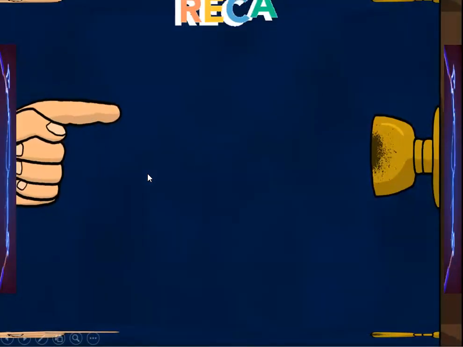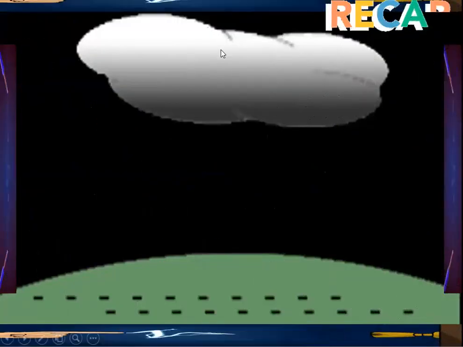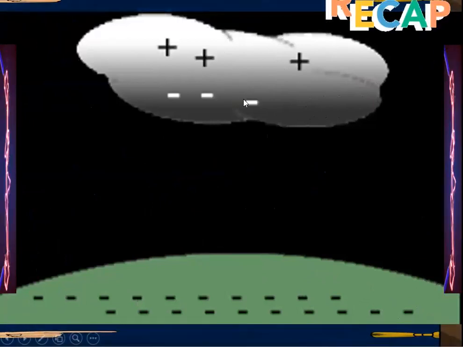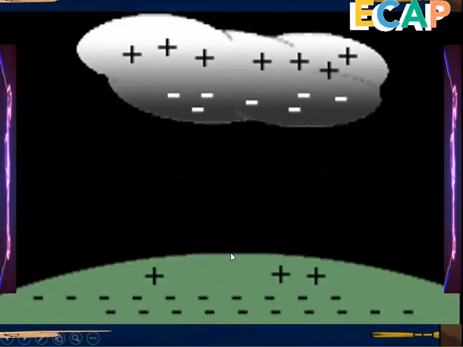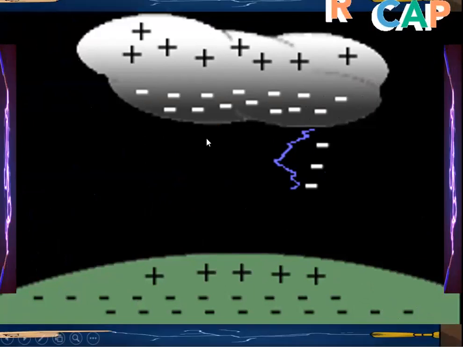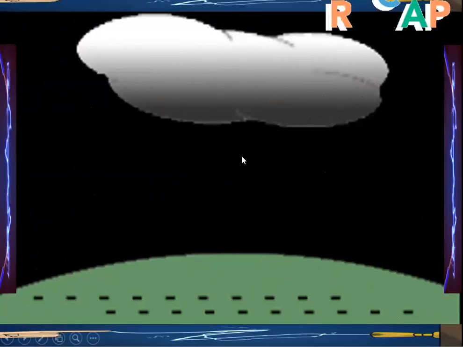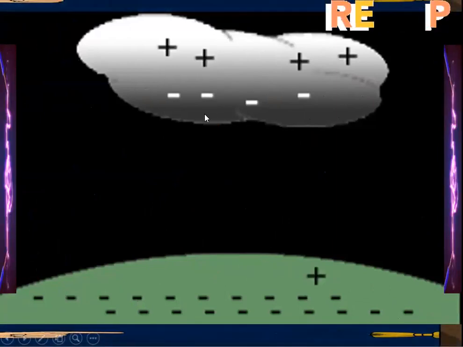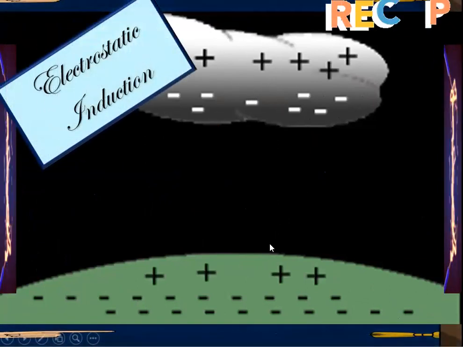Electrostatic induction. Students, a positively charged object will attract or pull a negatively charged object, but objects having the same charges will repel or push each other. If a charged object is brought close to a neutral object, it will produce an opposite charge. This process is called induction.